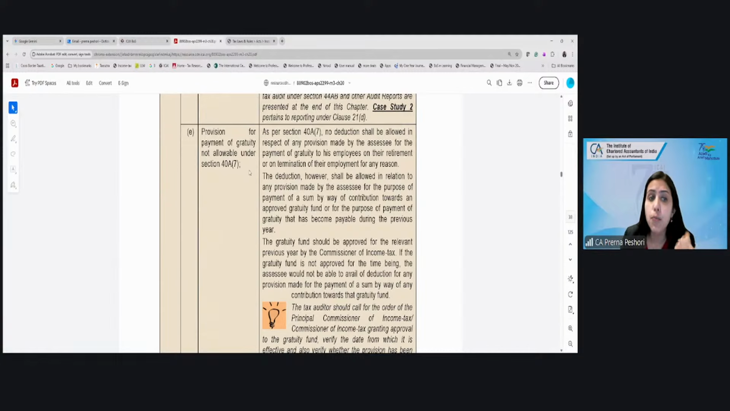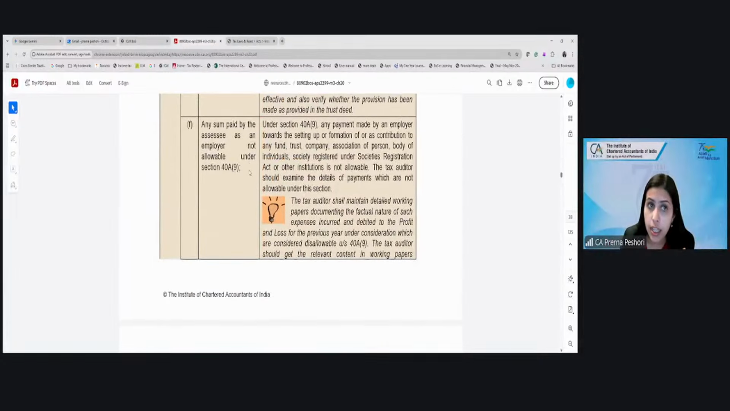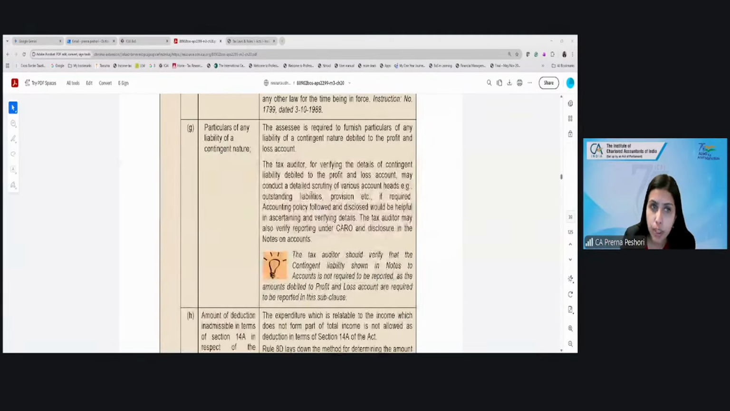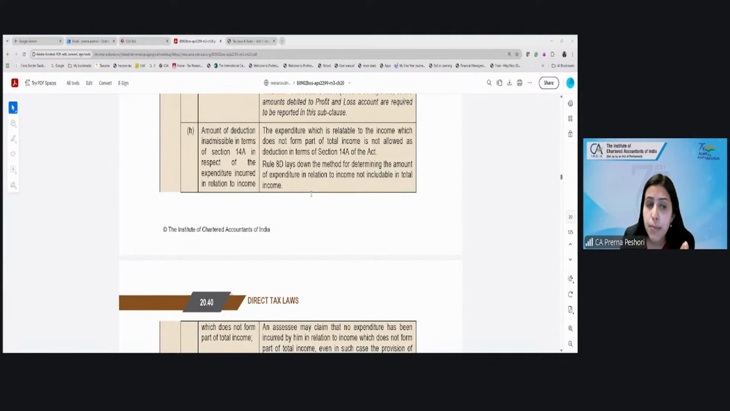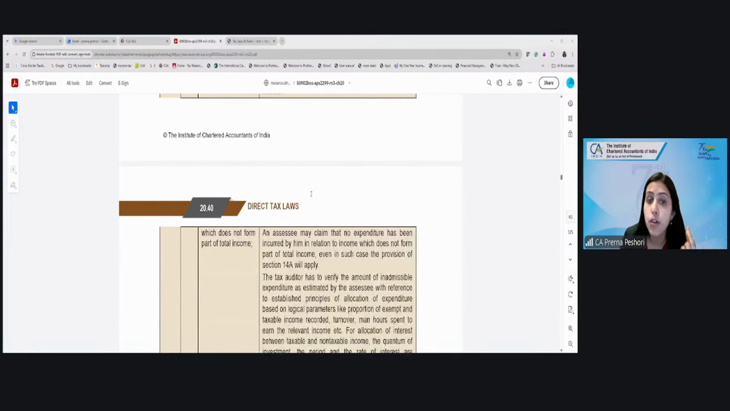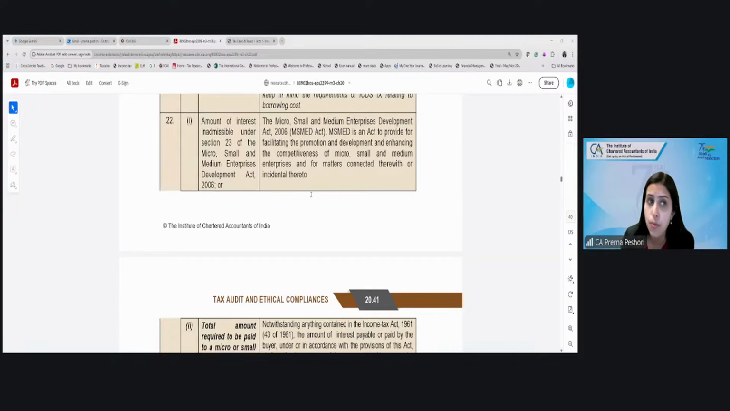Then payment for provision for any gratuity which is not allowable under 40A(7). Any sum paid by an employer to the unrecognized provident fund, that is under 40A(9), you need to report. Liabilities of contingent nature, amount of deduction inadmissible under section 14A in respect of the exempt income, amount of any interest on the loan for the capital asset which has to be capitalized, that needs to be reported.